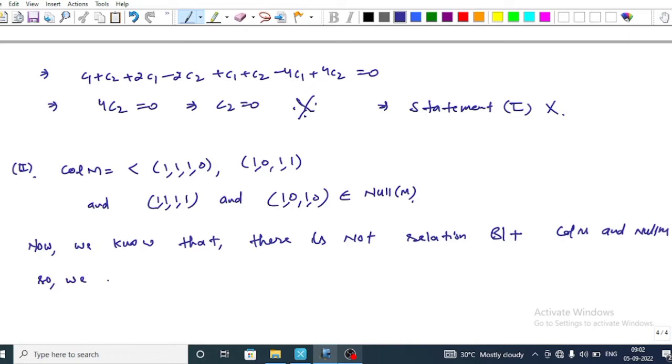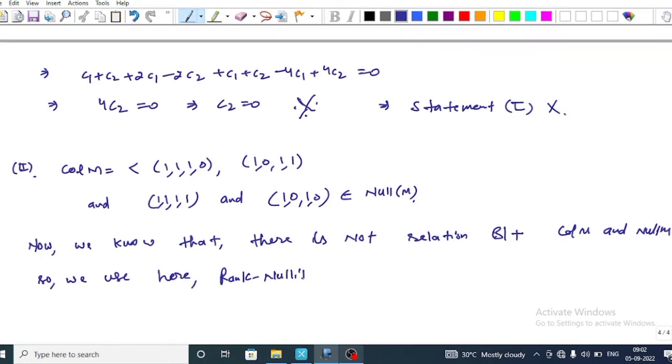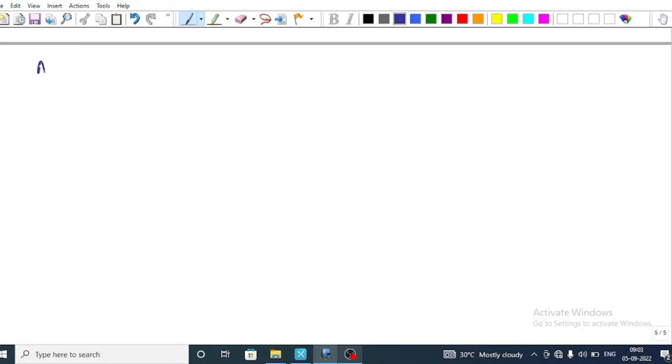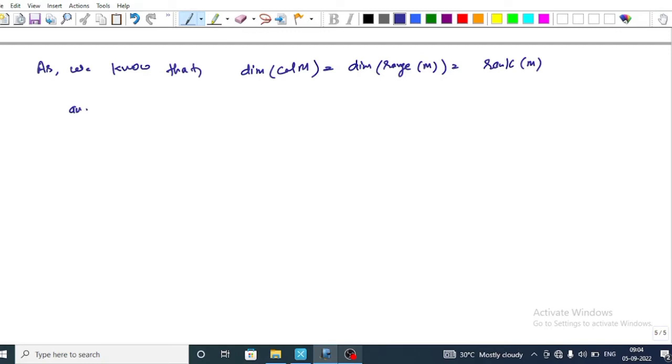So we use the rank-nullity theorem. As we know, the dimension of the column space of a matrix M equals the dimension of the range space of matrix M, which equals the rank of M. And in the second part of the question, we are given that the basis has two elements. This implies that the dimension of the column space of the matrix equals 2. This implies that the rank of matrix M equals 2.